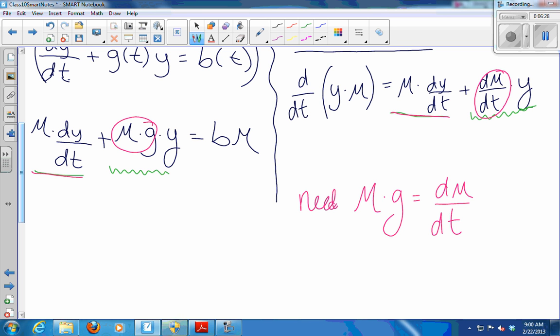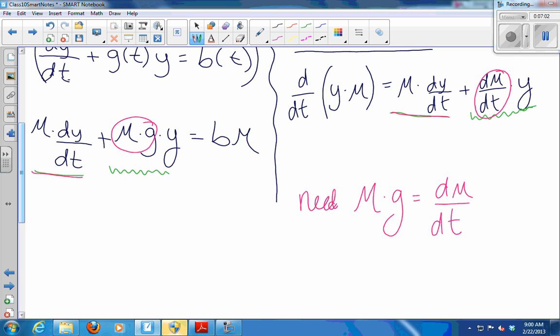Yeah, we're trying to figure out what mu I could use. Once we find mu, I could plug it in here, and this would be the derivative of mu times y, which is easy to integrate. Mu times y. You integrate the derivative of something, you get the something back. So let's find mu. Mu times g equals d mu dt. We can do that differential equation because it's separable.